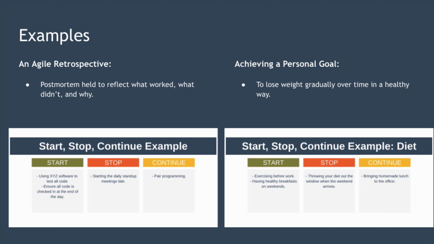Now, let's look at a second completely different example, this time to achieve a personal goal. So imagine that you want to lose weight gradually over time in a healthy way. Rather than go on a crash diet, you decide to use the start, stop, continue model each week to help you make regular improvements to your food and exercise choices over time. So the output from a single week's start, stop, continue session might look like this.